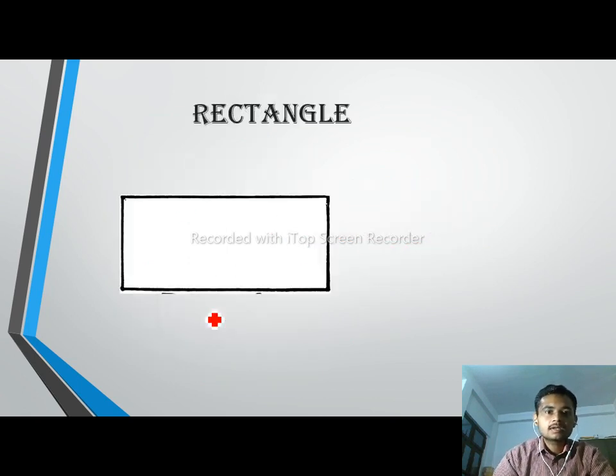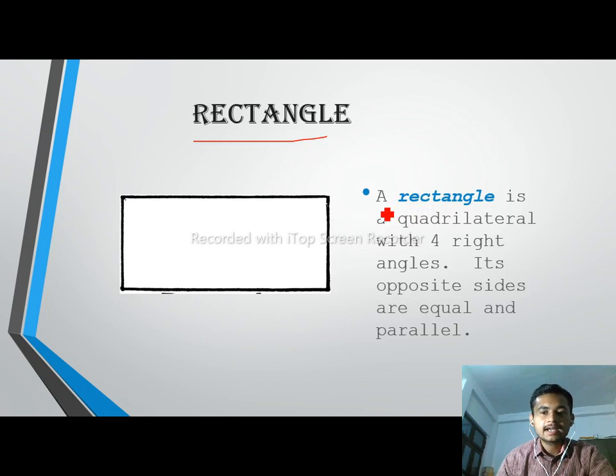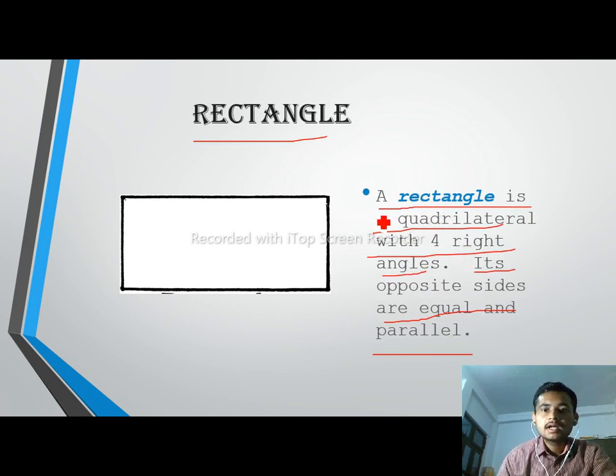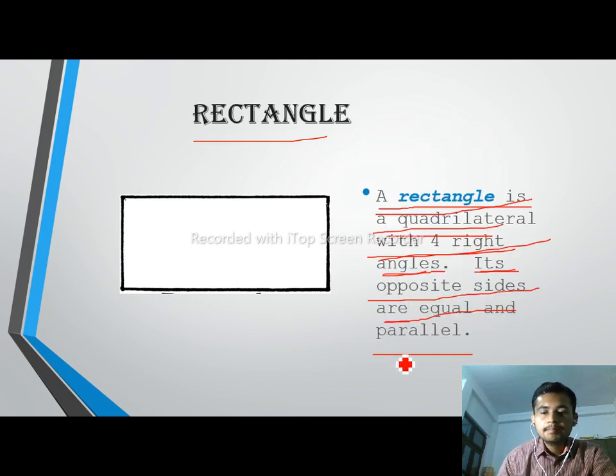Okay, now let's discuss the rectangle. What is a rectangle? A rectangle is a quadrilateral with 4 right angles. Its opposite sides are equal and parallel. Let's read one more time: a rectangle is a quadrilateral with 4 right angles. Its opposite sides are equal and parallel.